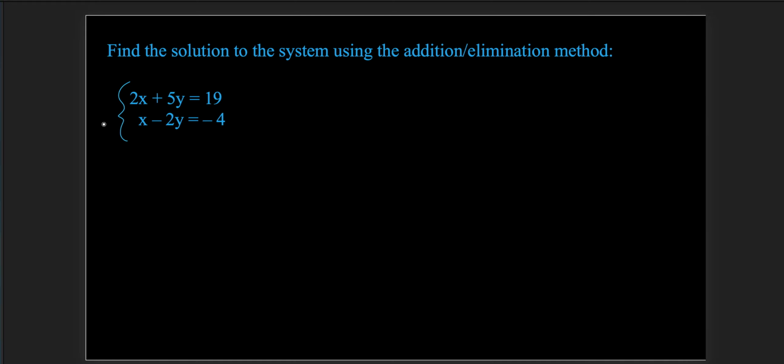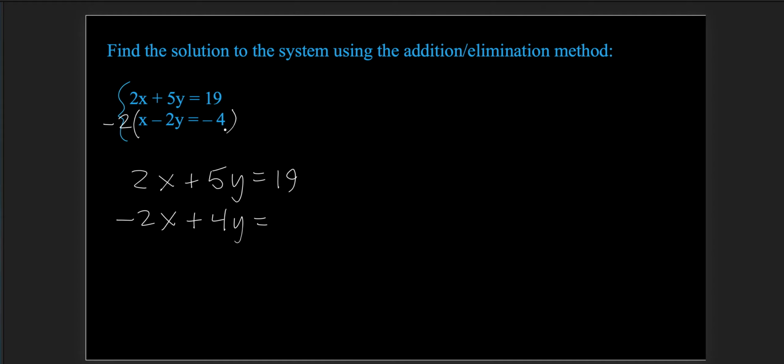is I'm going to multiply this bottom equation by -2. So I'm going to rewrite my system. I have 2x plus 5y equals 19. That top equation stays the same. But the bottom equation, I'm going to multiply each term by -2. So I'll have -2x, then -2 times -2y is plus 4y, equal sign, -2 times -4 is 8.